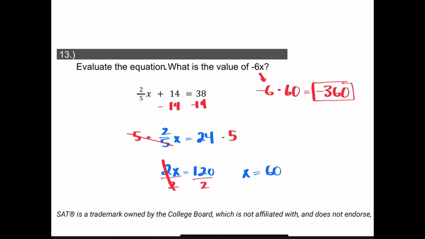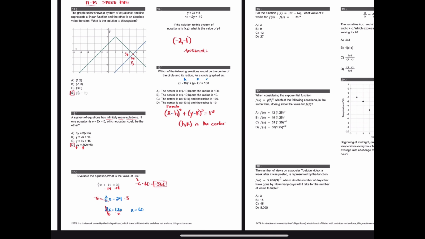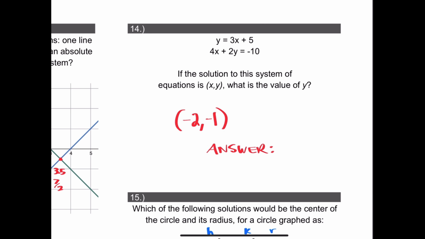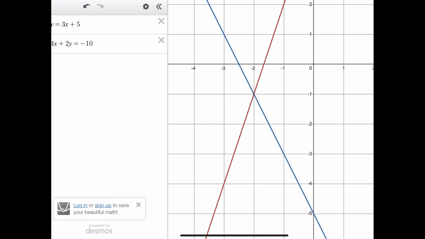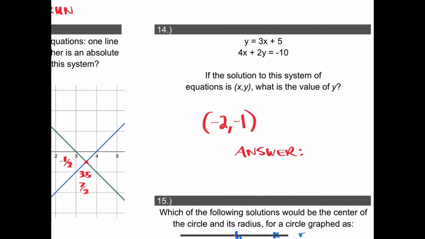There you go. And moving up to 14, says we have a system of equations there. It says if the solution to this system of equations is xy, what is the value of y? You would want to open up your Desmos graphing calculator on the exam, punch in each of those equations, which gives you a graph that looks like this. We can see those two lines cross at -2, -1, which is what I have written down right here. But they just want the value of y, so your answer there would only be -1.